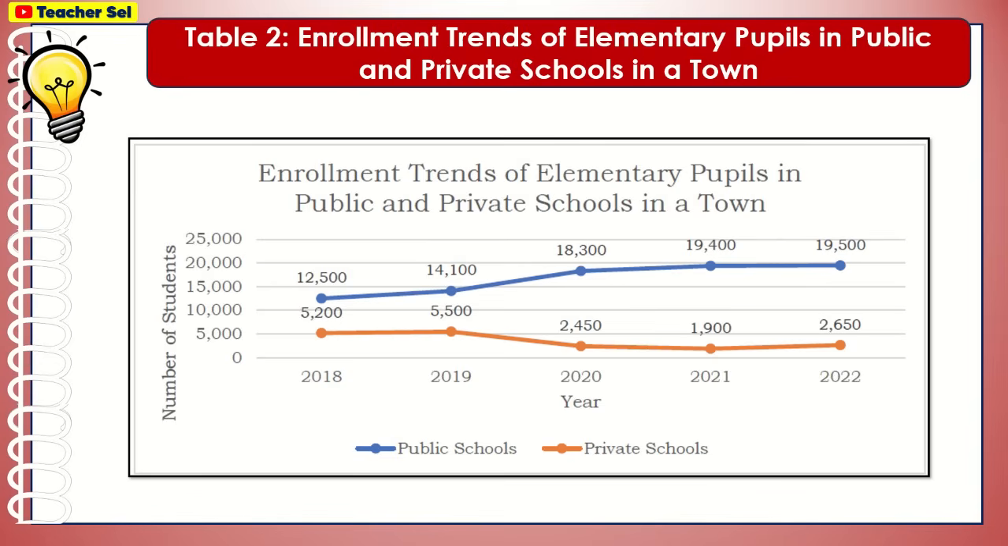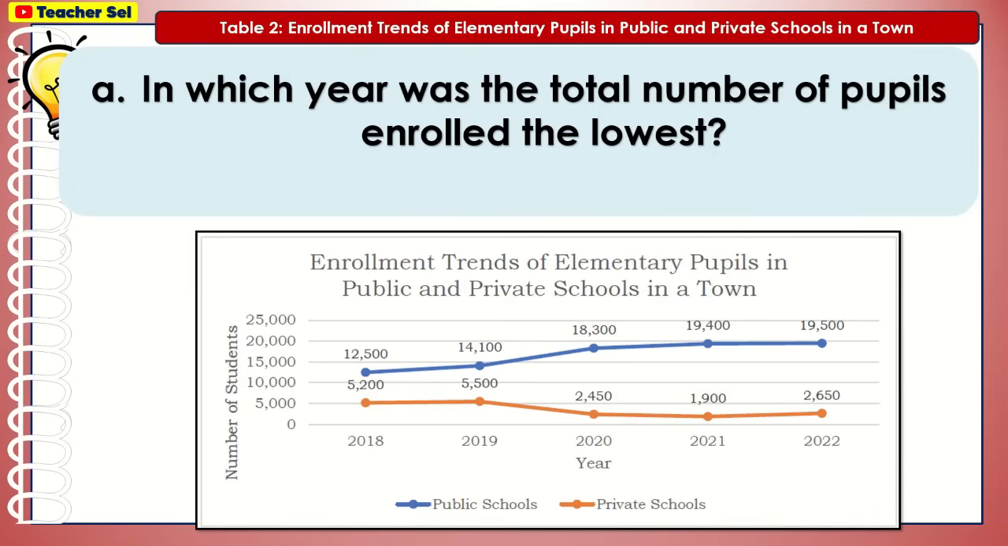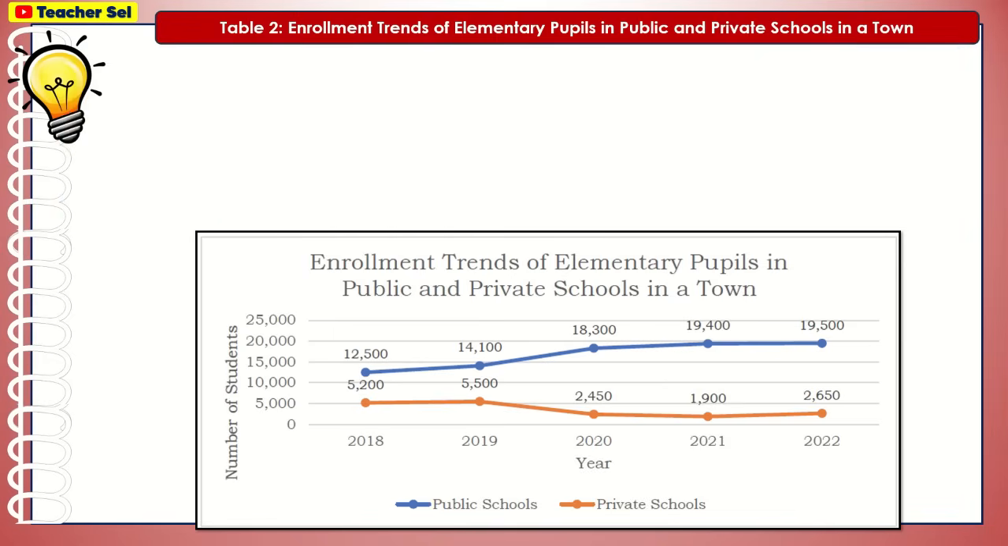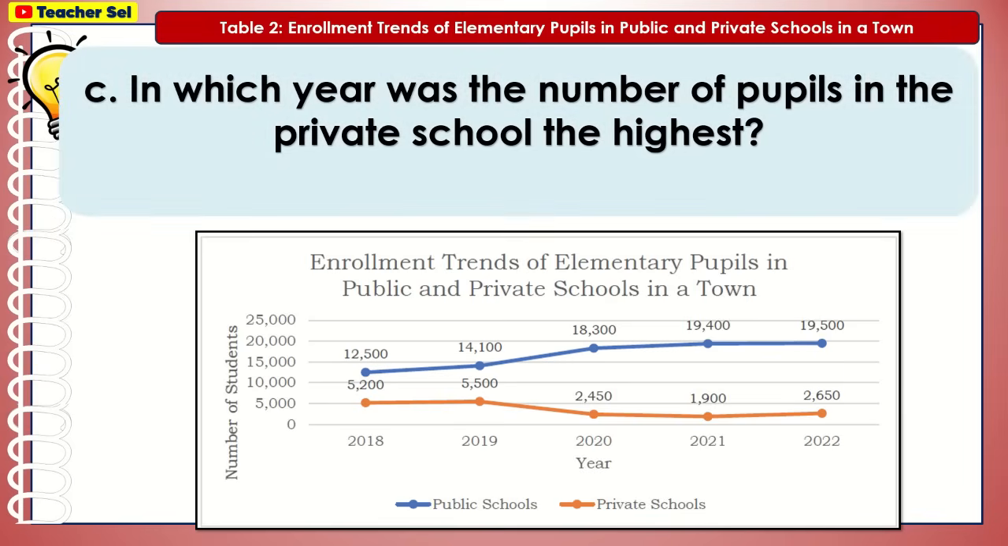Table 2. Enrollment trends of elementary pupils in public and private schools in a town. In which year was the total number of pupils enrolled the lowest? 2018. In which year were the number of pupils in the private school the lowest? 2021. In which year was the number of pupils in the private school the highest? 2019.